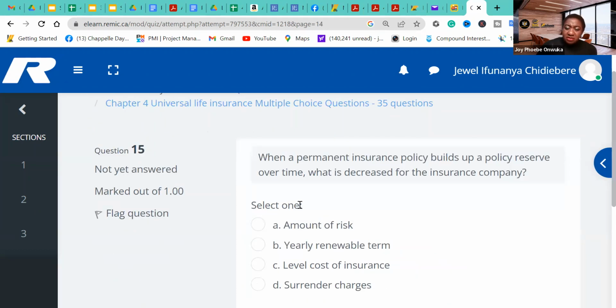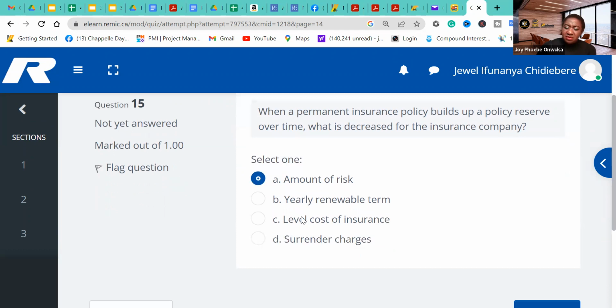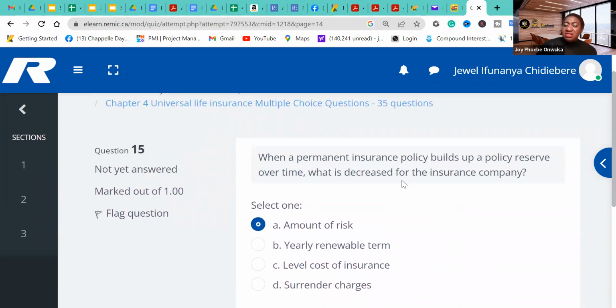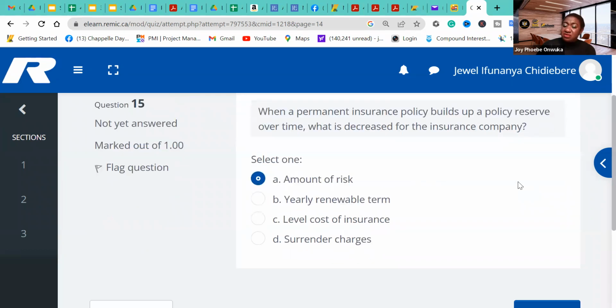Okay. Question 15. When a permanent insurance policy builds up a policy reserve over time, what is decreased for the insurance company? Yes, amount at risk. The amount at risk is the answer. However, the options here are renewable, no, level cost of insurance, or surrender charge. When they say what is decreased to the insurance company, it is the amount at risk. But if they had said what is decreased to the policyholder, the answer would have been surrender charge. Okay, guys?